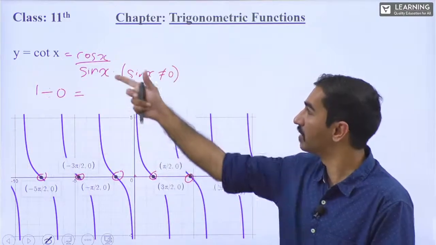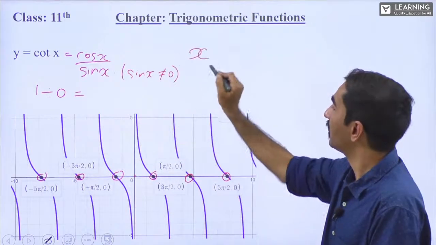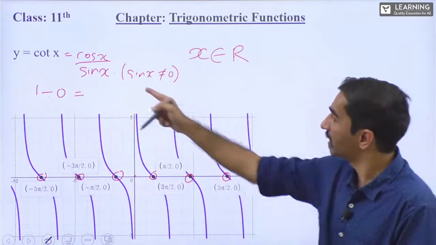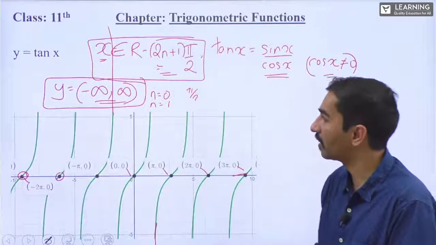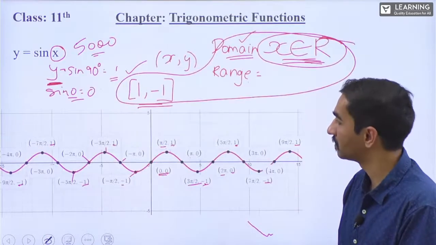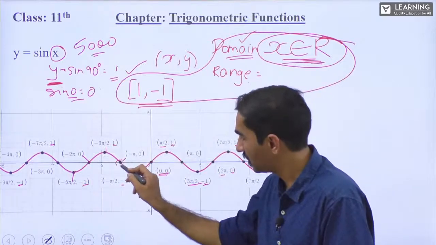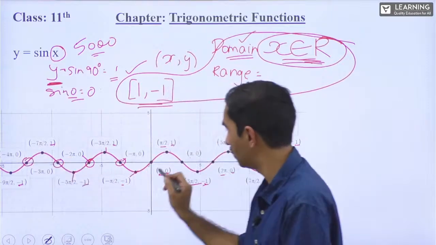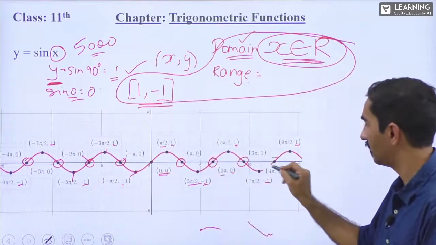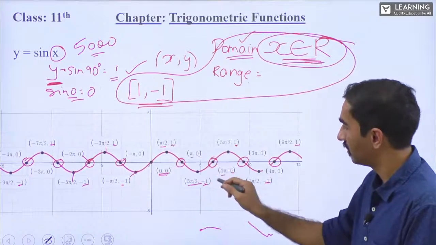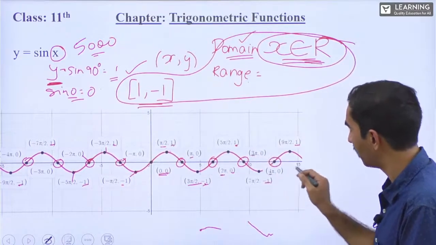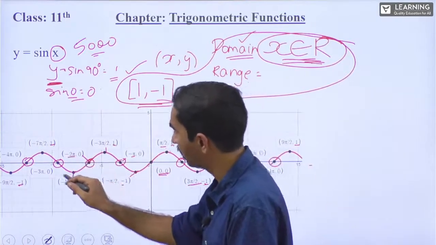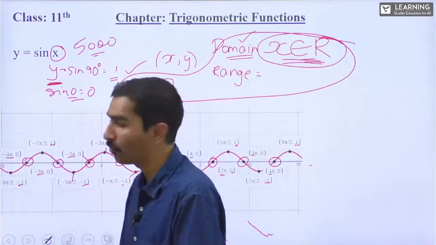So now how do we define the domain of cot x? So we can write x belongs to R, the set of all real numbers, correct? Now sin x is in the denominator, right? We'll go to the sin x graph now. We'll see where sin x is becoming 0. Sin x is becoming 0 here, here, here, here, here, and here. Pi, 2 pi, 3 pi, 4 pi, next is 5 pi, minus pi, minus 2 pi, minus 3 pi, minus 4 pi.